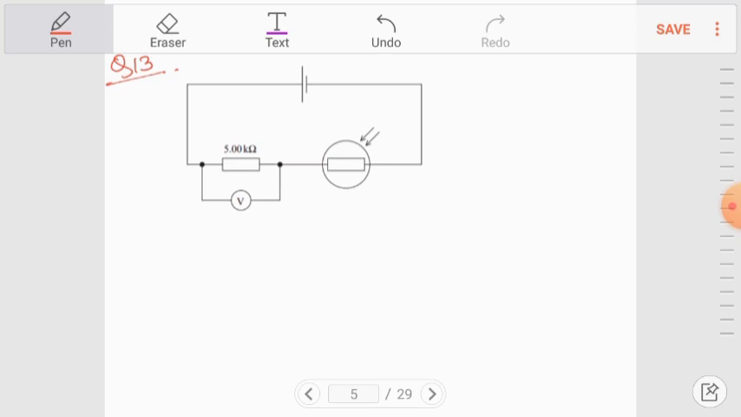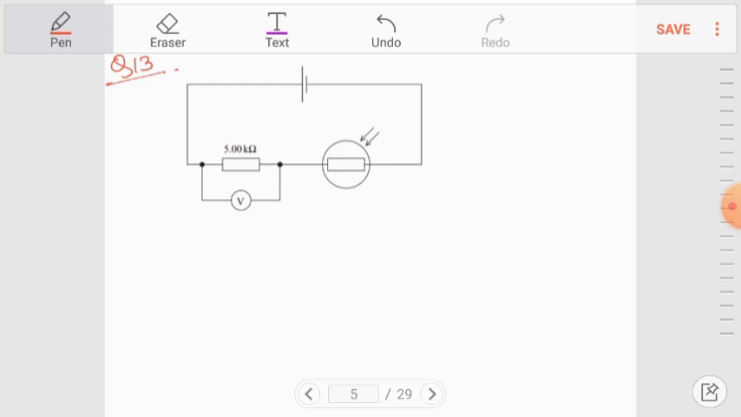The EMF of the cell was 1.5 volt when the lights in the laboratory were switched off. The voltmeter reading was 1.19 volt. Calculate the resistance of the LDR when the lights were off. So we need to find the resistance of the LDR when the lights were off. Now, in the second line of the question, it is stated that when the lights in the laboratory were switched off, the voltmeter reading was 1.19 volt.